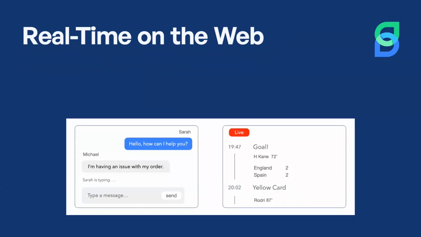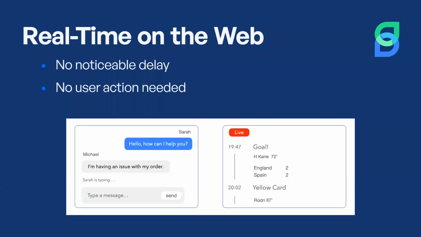If we're talking about a real-time experience on the web, we probably think of something like a chat application or a sports site that gives you live updates. So what do these kinds of user experiences have in common? First, the user receives data without any noticeable delay. As soon as someone sends you a message in a chat app, it appears on your screen. Or as soon as a player scores a goal, the sports app sends you a live update. The second thing is that the user doesn't need to take an action in order to receive new data. You don't need to keep refreshing the page to see if anyone has sent you a new chat message, for example.